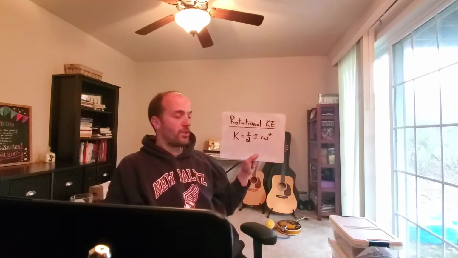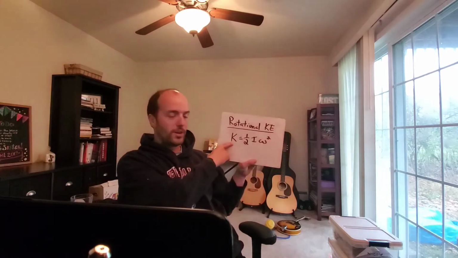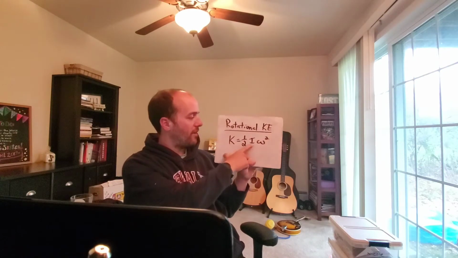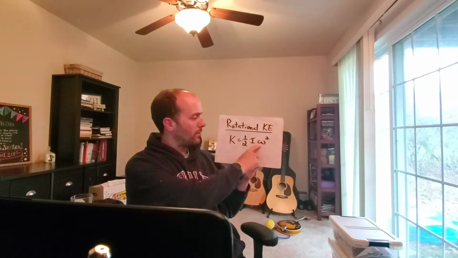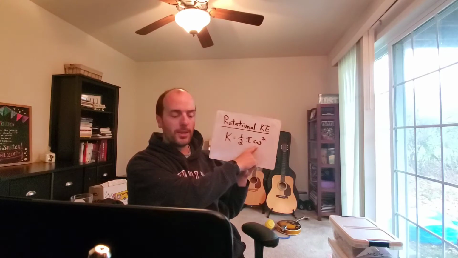What we're going to do is just briefly talk about rotational kinetic energy and different ways that it might be used in a problem. Okay, so here we go. Rotational kinetic energy. The equation for it is K for kinetic energy equals 1/2 I omega squared, where I is your rotational inertia and omega is your angular speed.